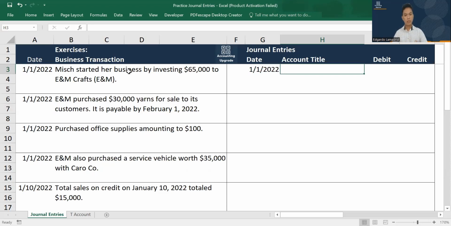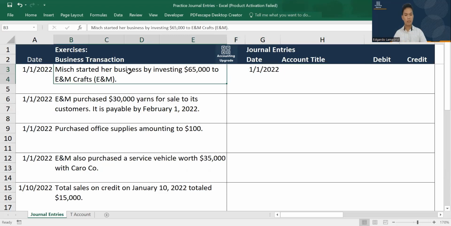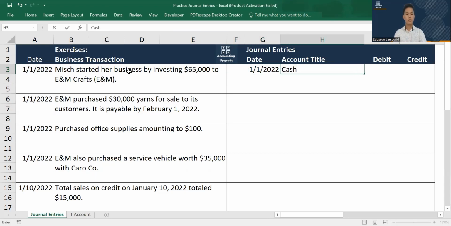So on this transaction, it mentioned here that Misch invested $65,000. So what is the related account here? It is cash, since there is an investment. Since the problem is silent and does not tell that there is an investment of property and equipment or others, let's just focus on cash. And then we will indicate the amount. Since cash of the company is increased, we will indicate a debit to cash amounting to $65,000.